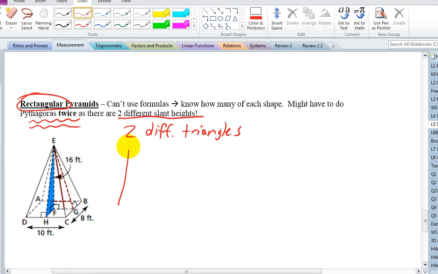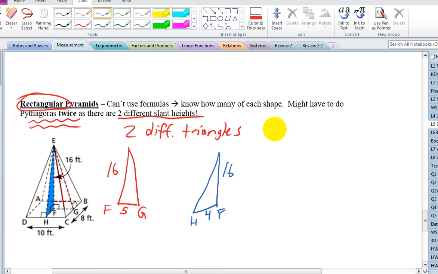On the right triangle, going out to the right, I have the height of the pyramid as 16. But what's this bottom line from the middle to the outside? FG. Why is it 5? Good, because it's half of 10. Then I have the blue triangle, which is kind of coming out of the page. It's FH, 16. But what's FH? 4. Okay.